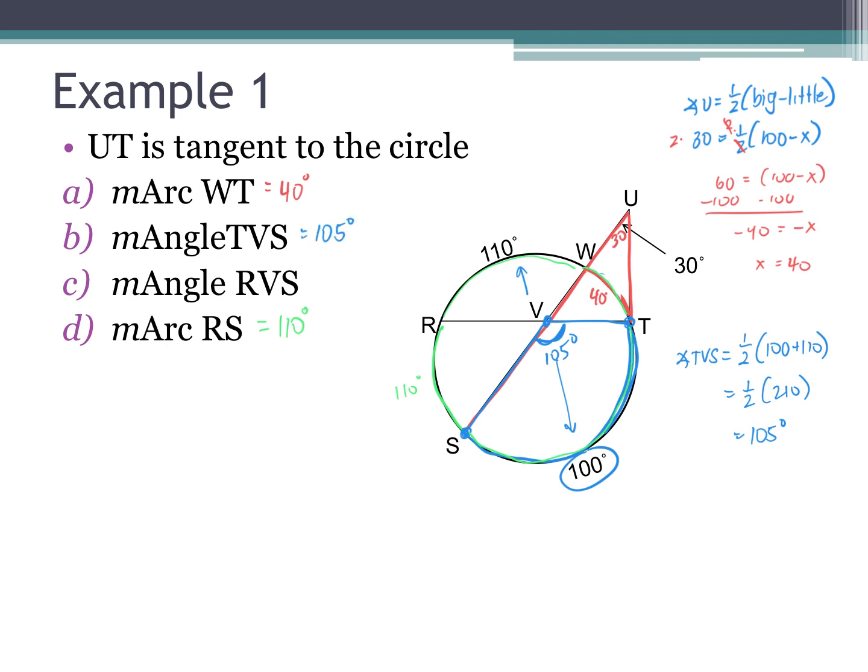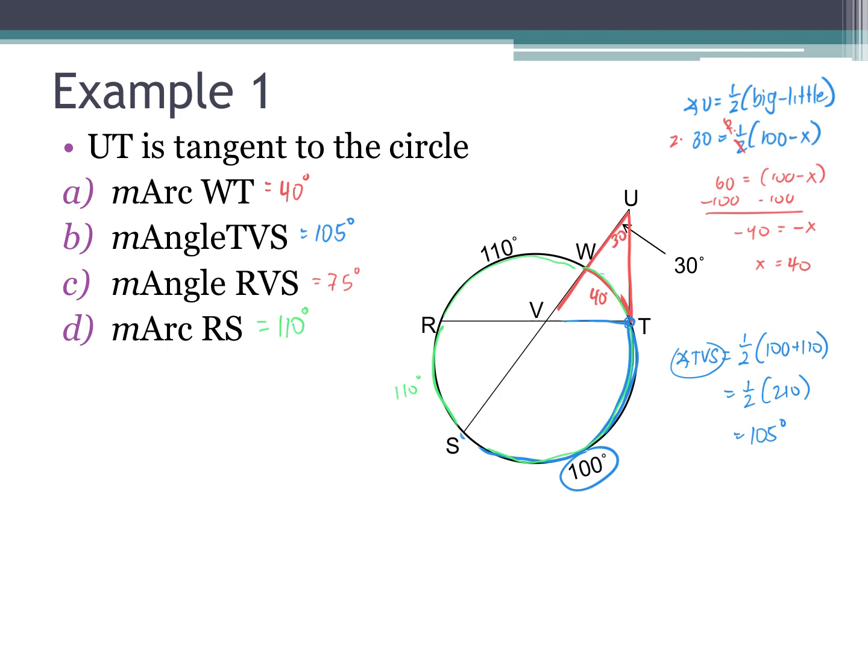And then the last question asks us about the measure of RVS. Now we could do the same formula as we did here. We also can take a little bit of a shortcut because we know that this entire angle has to add up to 180. If this piece is 105, this piece is 75. And so I know that RVS is 75 degrees without really doing all the math. However, if I wanted to do the math, I could, because again, we know how to do the math.